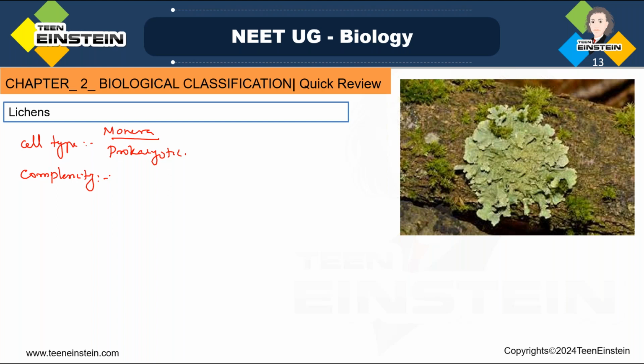And what about the complexity of the body? Unicellular to multicellular type of complexity you can see. And the tissue system: are tissues present or absent in kingdom Monera? The tissue system is absent because this is the lowest level, right? Then what is the ecological role? If you learn this table, you can answer almost all the questions. Ecological role: they work as producers or decomposers.